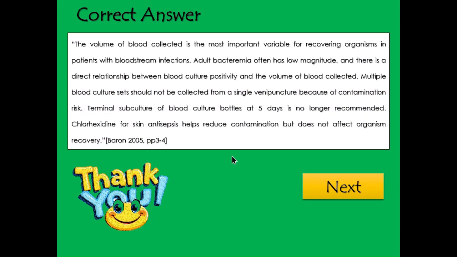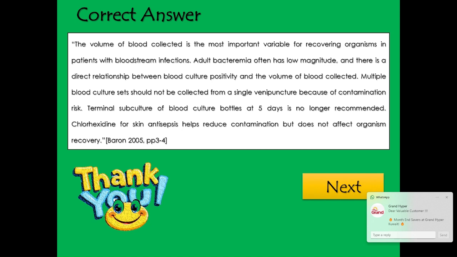The correct answer: the volume of blood collected is the most important variable for recovering organisms in patients with bloodstream infections. Adult bacteremia often has low magnitude, and there is a direct relationship between blood culture positivity and the volume of blood collected. Multiple blood culture sets should not be collected from a single venipuncture because of contamination risk.